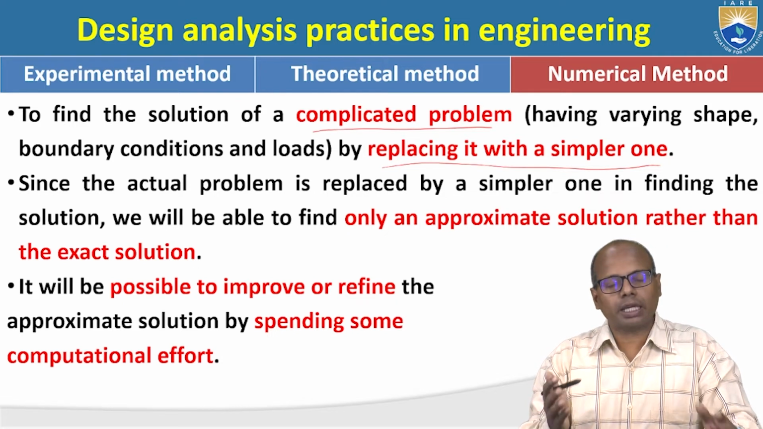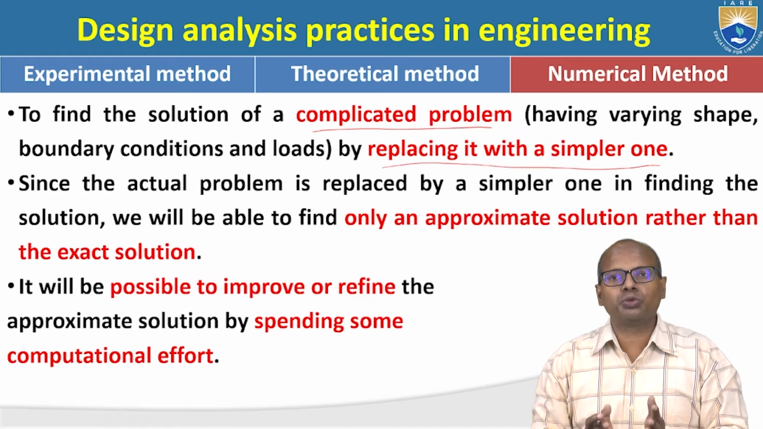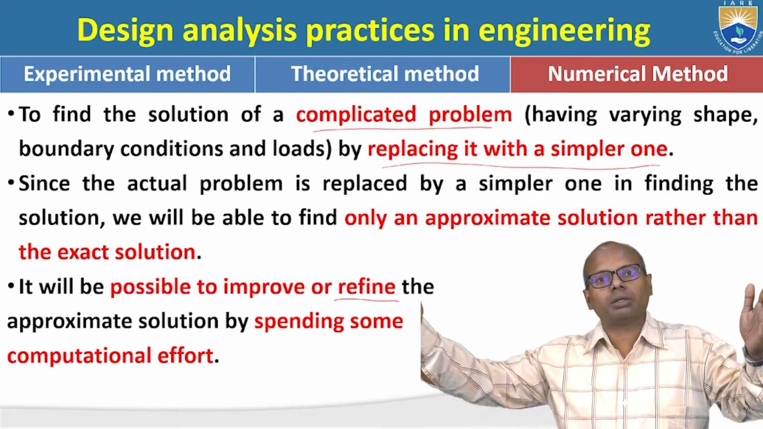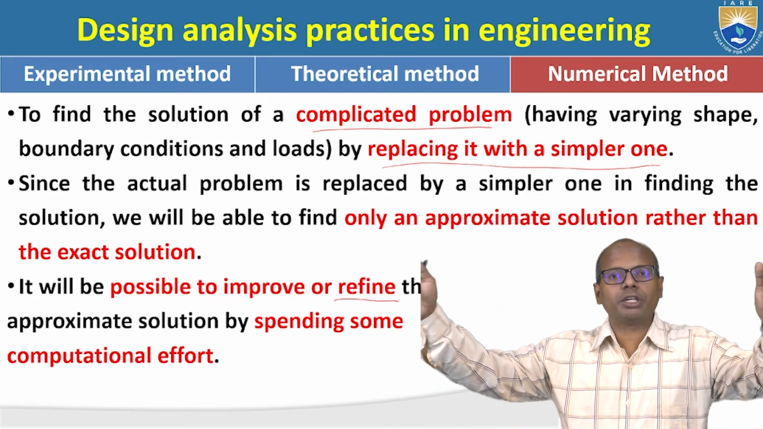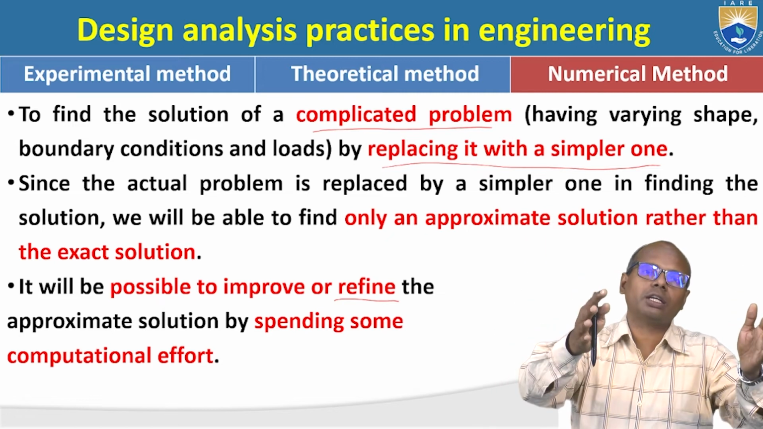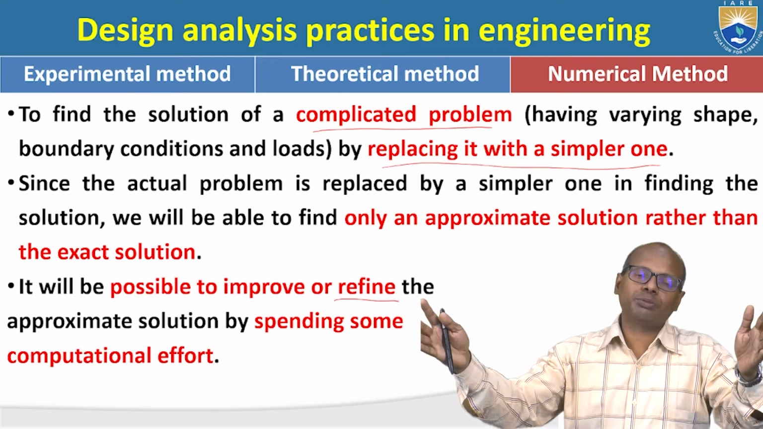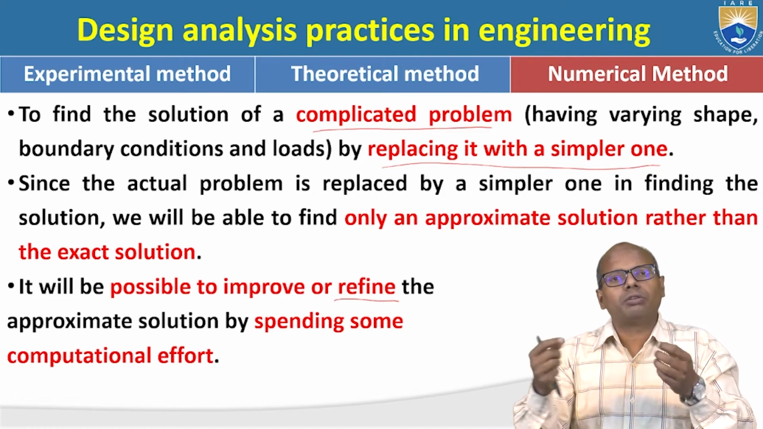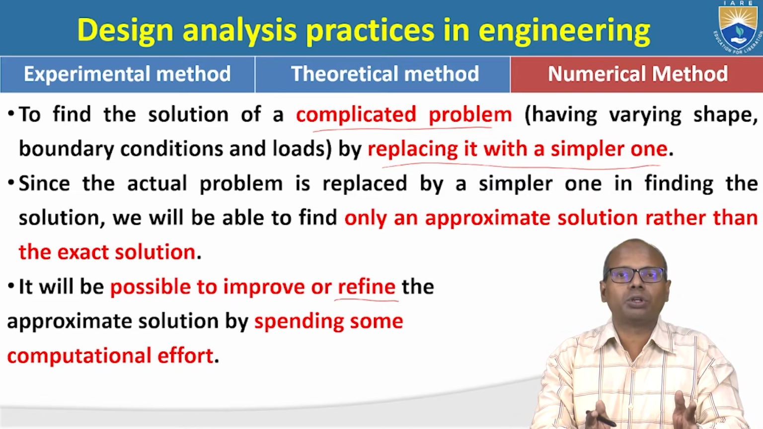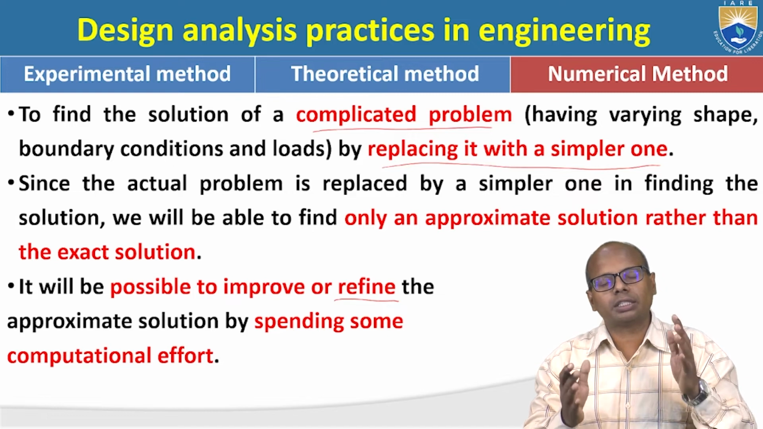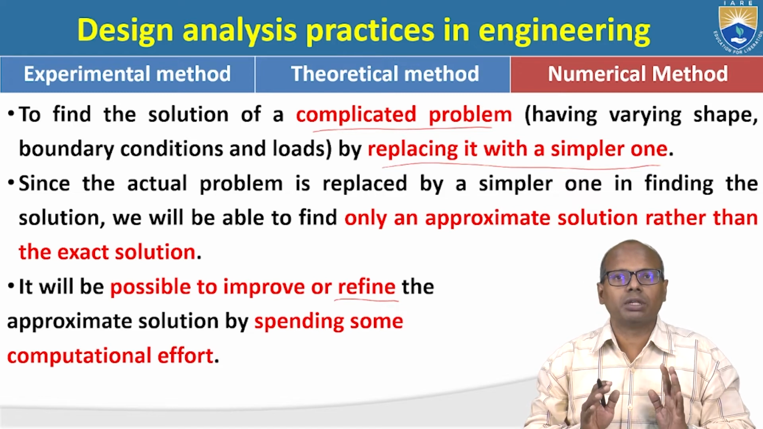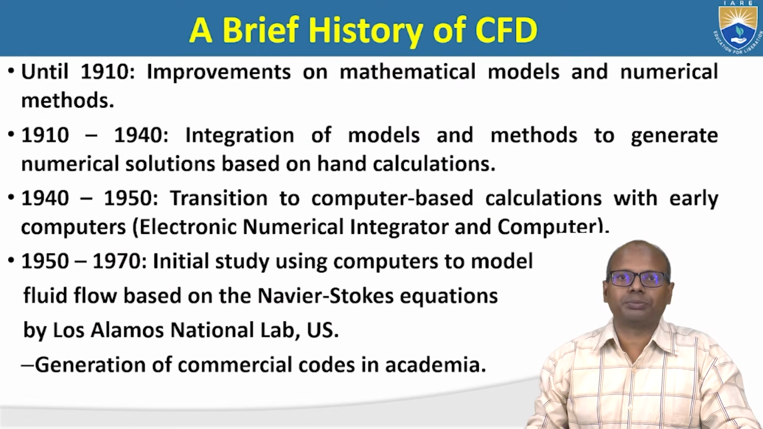CFD analysis errors we can reduce by a process called refinement. Suppose a big object is there. If I divide this big object into 5 parts, the error will be more. If I divide it into 100 items, the error will be less. If I divide it into a million parts, the error will be very insignificant. In that way we refine the solution, discretizing the object into very small parts so that the error is negligible. That is the way we use CFD.